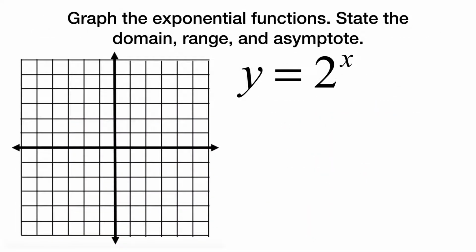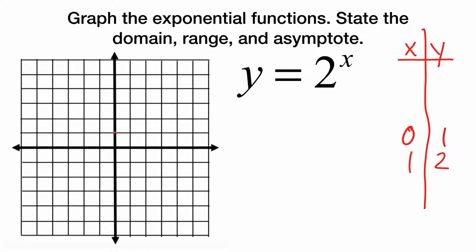So let's try this out. What we're going to do now is y equals 2 to the x. I'm going to find some points and plug those in. I'll start at 0 because 2 to the 0 is 1. If I do 2 to the first power, that's 2. 2 squared is 4. Now if I go negative 1, remember it's 1 over 2 to the first power, so 1 over 2. And negative 2 would be 1 over 2 squared, so 1 over 4.